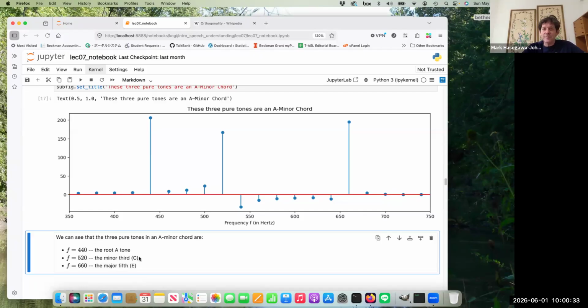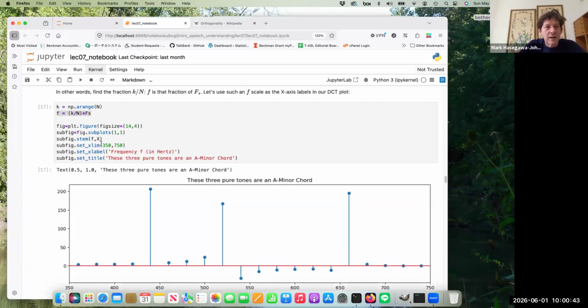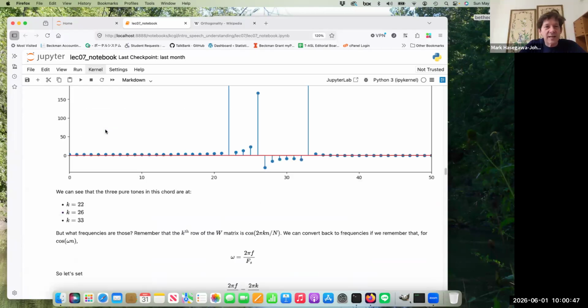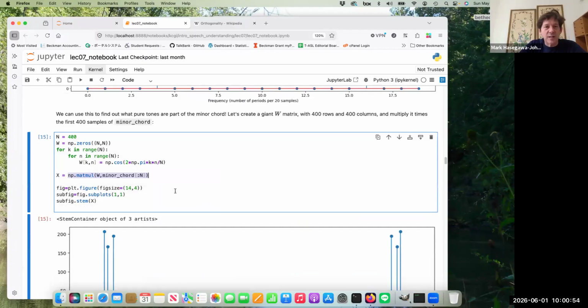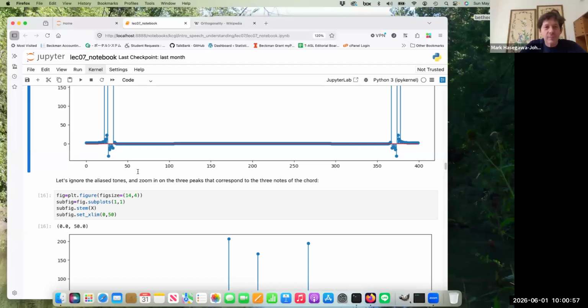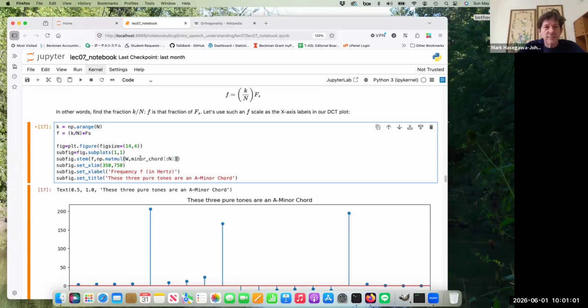520 is a minor third. Since it's a minor third, this is a lower note at 520. If we plotted the major third, capital X I got by multiplying W times the minor chord. So instead, let me multiply W times the major chord. If I multiply W times the major chord, then I'll get a slightly different third middle note.